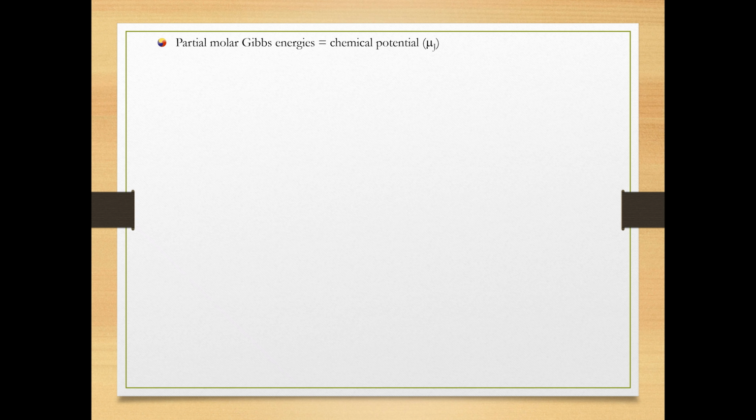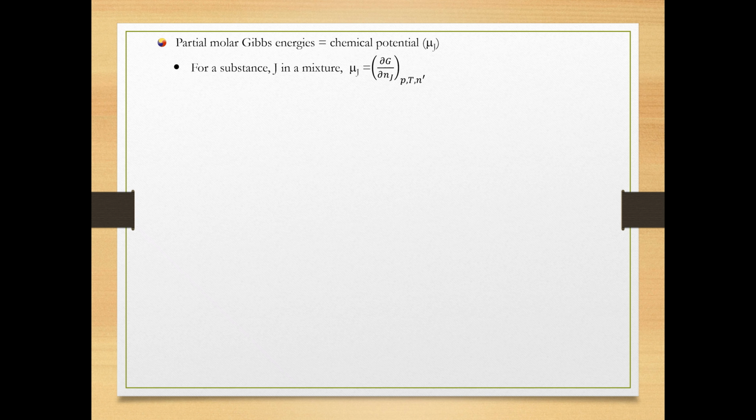Now that we have discussed partial molar volume, we can extend the same concept to another thermodynamic property, partial molar Gibbs energy. The partial molar Gibbs energy of a substance J in a mixture is called the chemical potential of J, denoted by mu sub J. The chemical potential mu sub J is expressed as the first partial derivative of the Gibbs energy with respect to the number of moles of J, while the temperature, pressure, and the amounts of all other components remain constant.